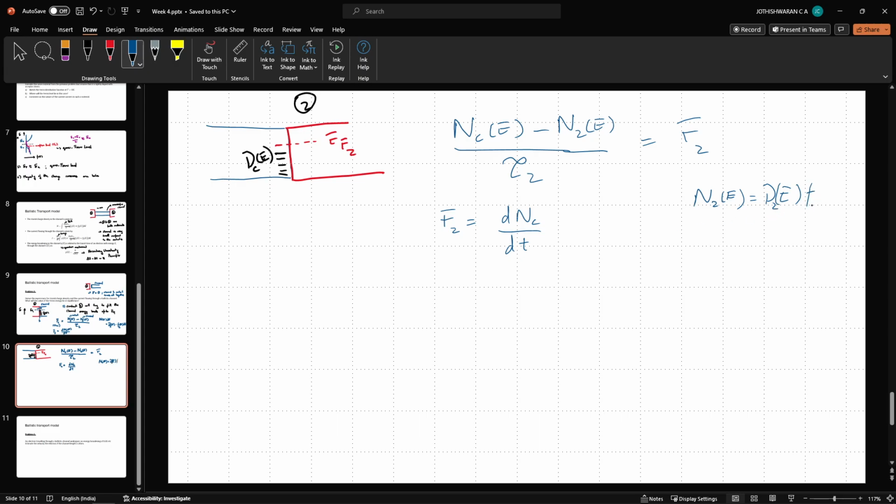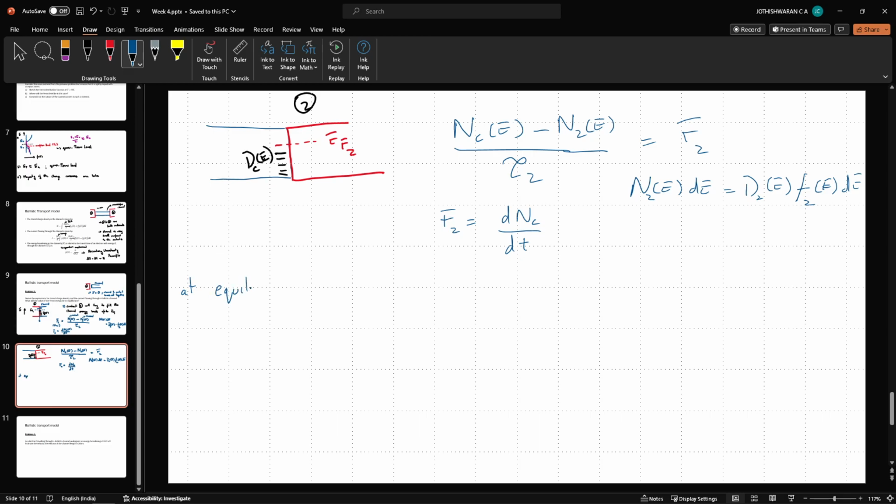D2 of E multiplied by F2 of E. Once again I missed the integral expression. I tend to make this mistake. Apologies for that. So N2 of E dE is equal to D2 of E multiplied by F2 of E dE. So we have to integrate to get the total electron concentration on the contact number 2 side. Now at equilibrium, what do we know?